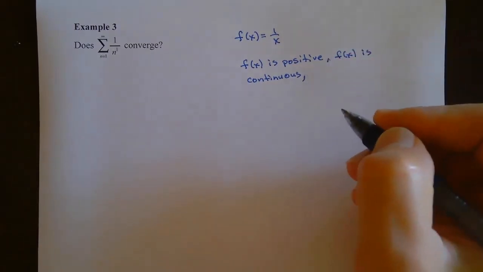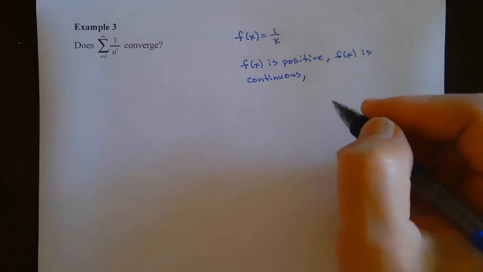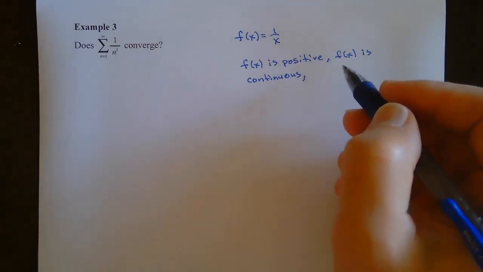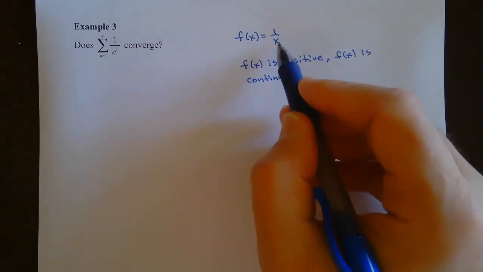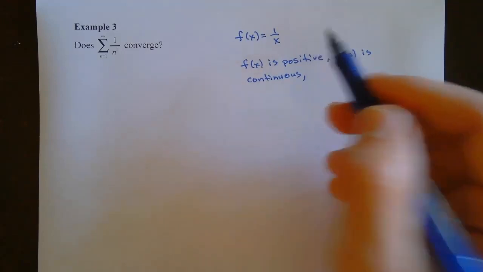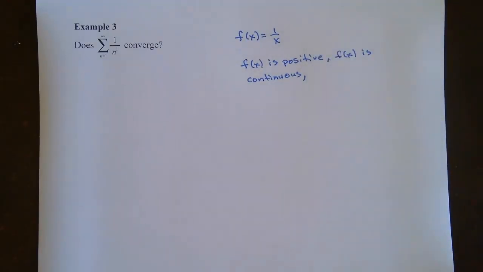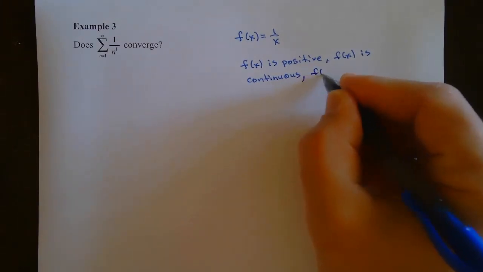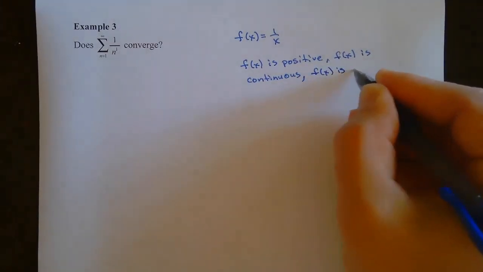And then we also know that f of x is decreasing, because x is going from 1 to 2 to 3 to 4 to 5, right? And so this denominator is getting bigger and bigger, which makes the fraction get smaller and smaller. So the only way for that to happen is if our function is decreasing, right? So f of x is decreasing.